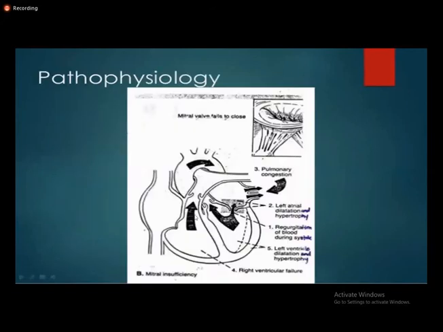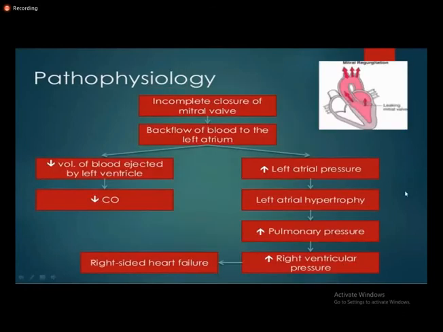In mitral regurgitation, there is a backflow of blood from the LV to the LA, and there is dilation of the left atrium, pulmonary congestion, and ultimately pooling of fluid inside the lungs, which leads to shortness of breath. And when this is chronic, the right-sided chambers become enlarged, leading to pulmonary hypertension.